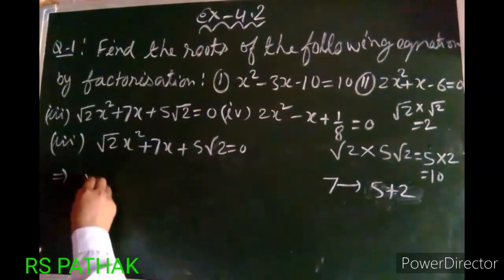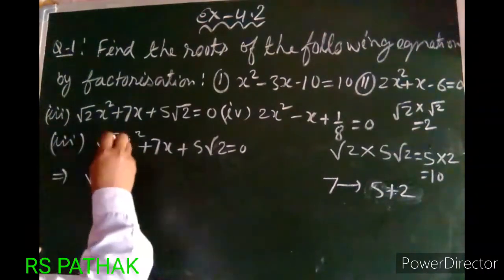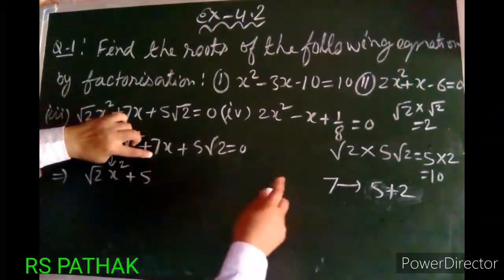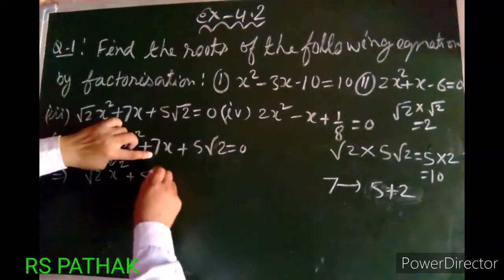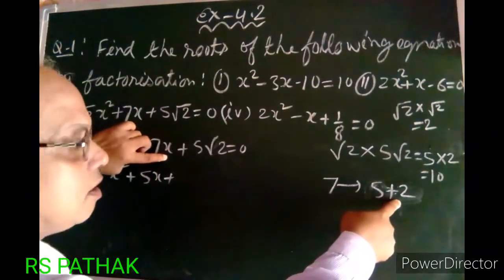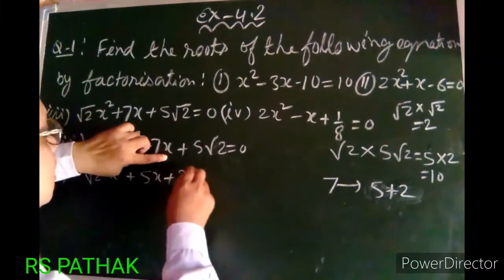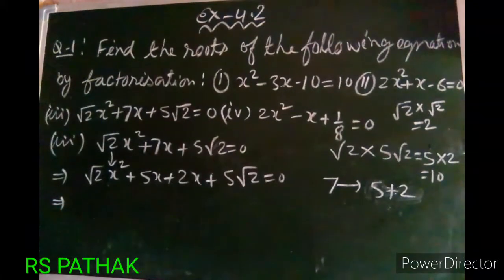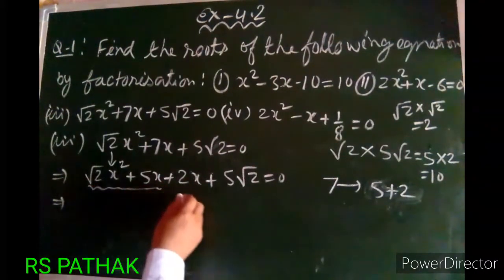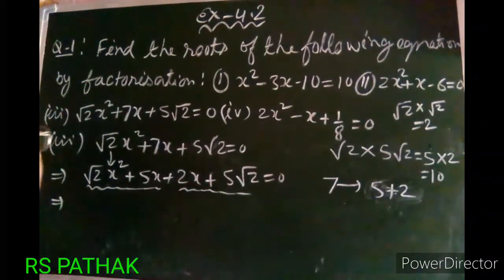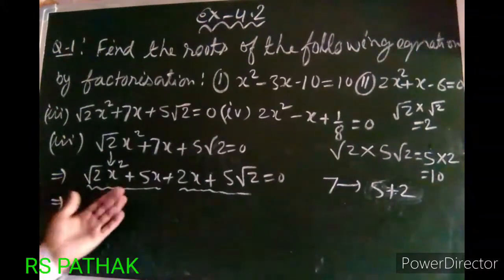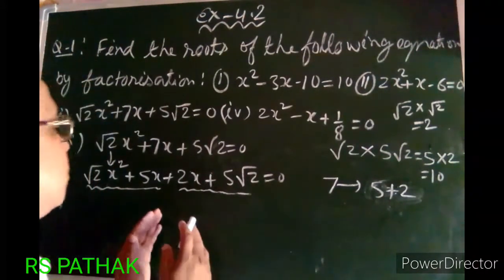Now, under root 2 x square will remain same. 7 will be broken into two numbers, 5 and 2, so 5x plus 2x will be retained, plus 5 under root 2 equals 0. Now, in this group and in this group I have to take common. What is common? There is no common.